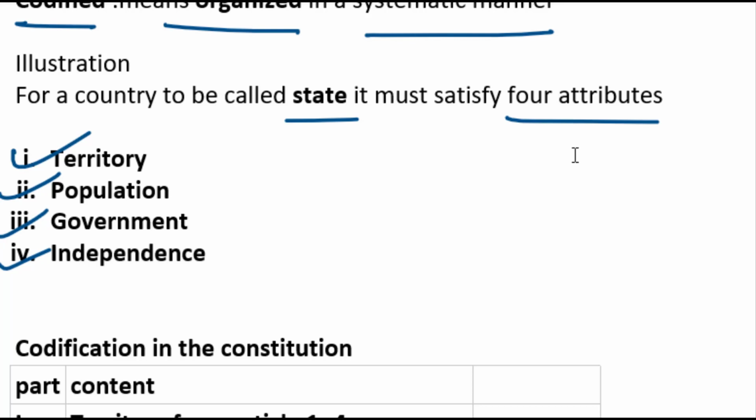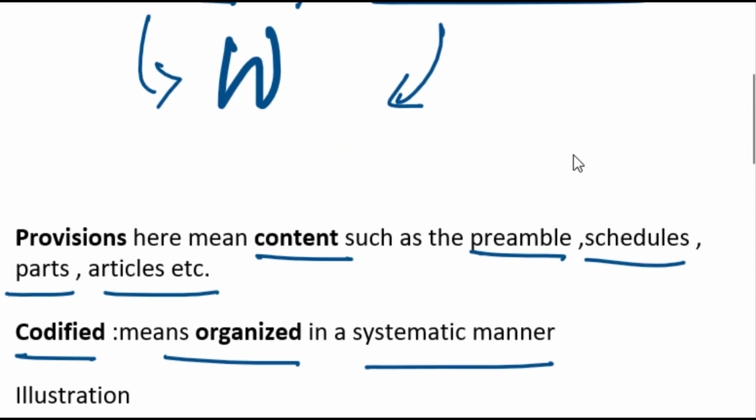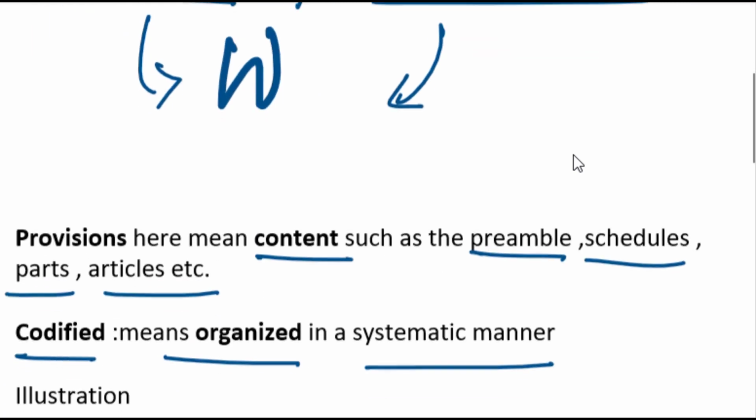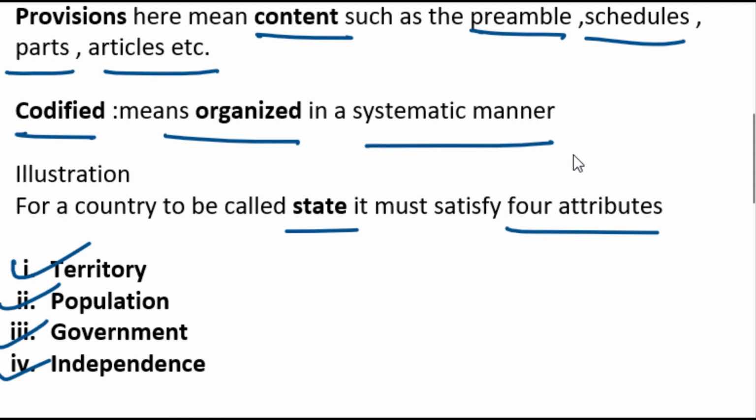Let's understand this better. We are trying to distinguish between a written Constitution and an unwritten Constitution. We understood that both are written, but the provisions of the written are codified, and we are trying to understand the term codified. For that, we are looking at the attributes of the state. We looked at the four attributes of the state, first being the territory, population, government, and the independence. Now we want to understand codified. Please pay attention.